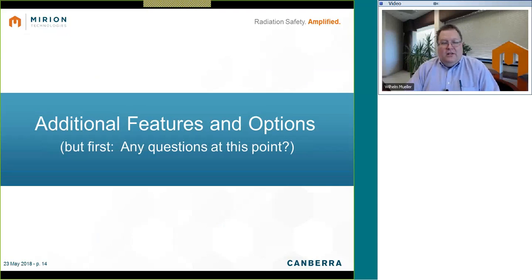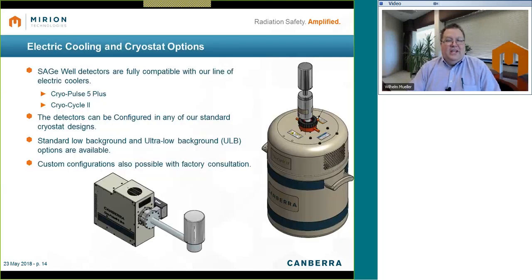So I'll transition to other features and options, but perhaps before I transition, I would like to pause and give an opportunity for people to ask any questions, anything that wasn't clear, or anything that we'd like to have further explanation. Okay, there are no questions at this time, so I'll go on and talk about the additional features and options that are available with the SAGE well detectors.